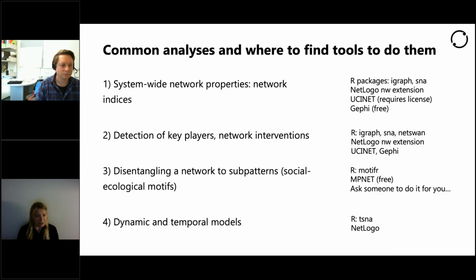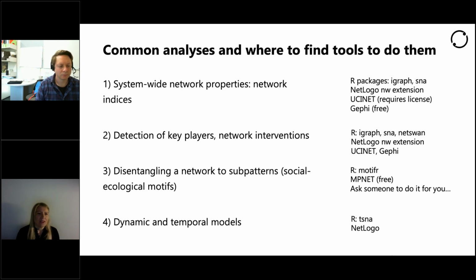So then when you have the matrix, you go to either R, or you can use different software. I put some examples there if you want to make notes. I'm not going to go through them. Basically, R has packages that I've listed there. NetLogo is agent-based modeling. UCINet is software for network analysis. It requires a license, but you can use it 30 days for free, and it's really handy. And Gephi is free software.